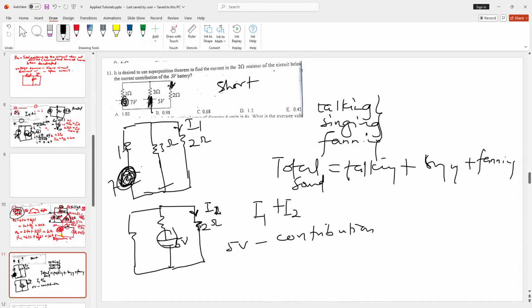It's just like saying if the total sound being made is those two guys talking plus that lady singing plus the fan, what is the contribution of the fan? The contribution of the fan to the total noise is just when the fan is acting alone. That is when we can know the fan's contribution. So if we want to find the current contribution of the 5V battery, we consider the 5V acting alone. So if 5V is acting alone, what is the current passing through this 2 ohm resistor?